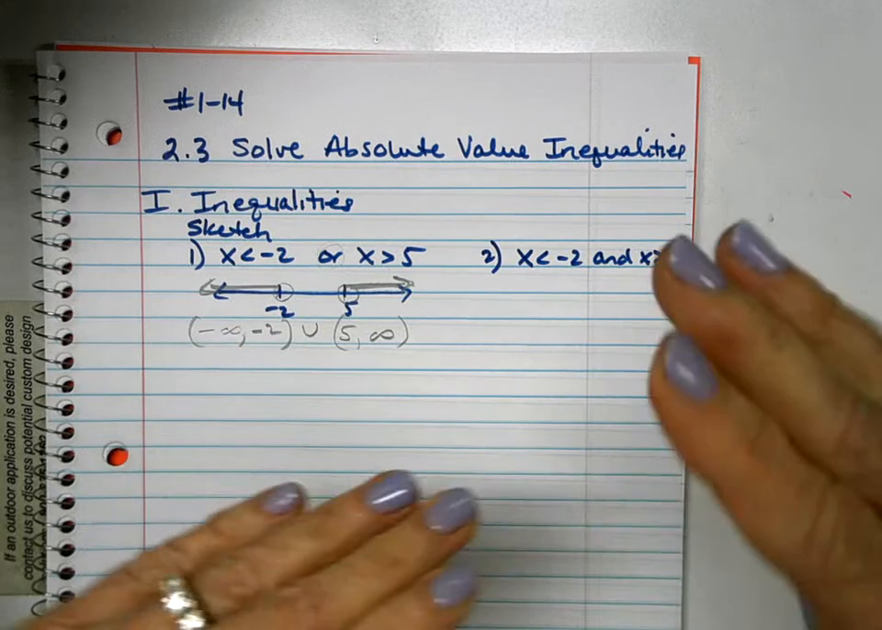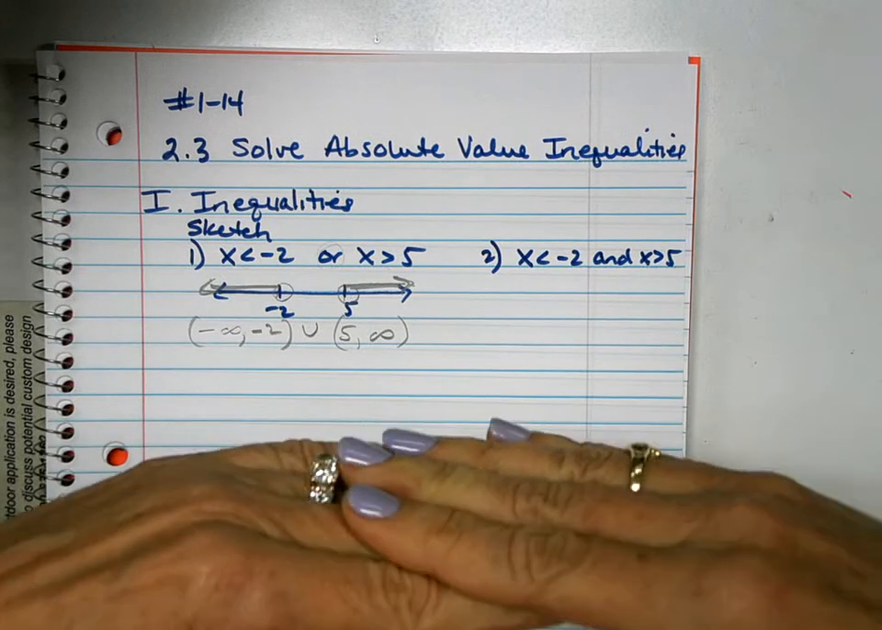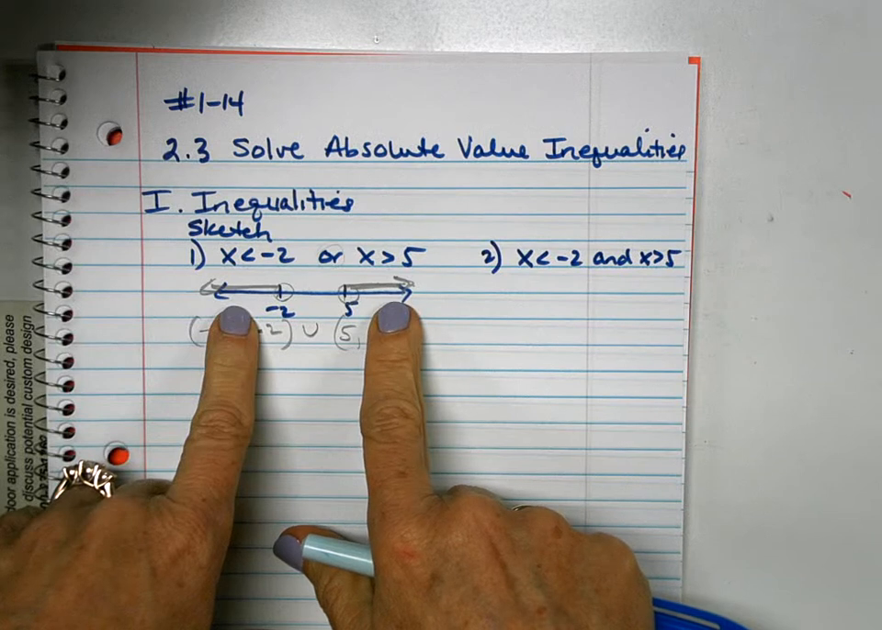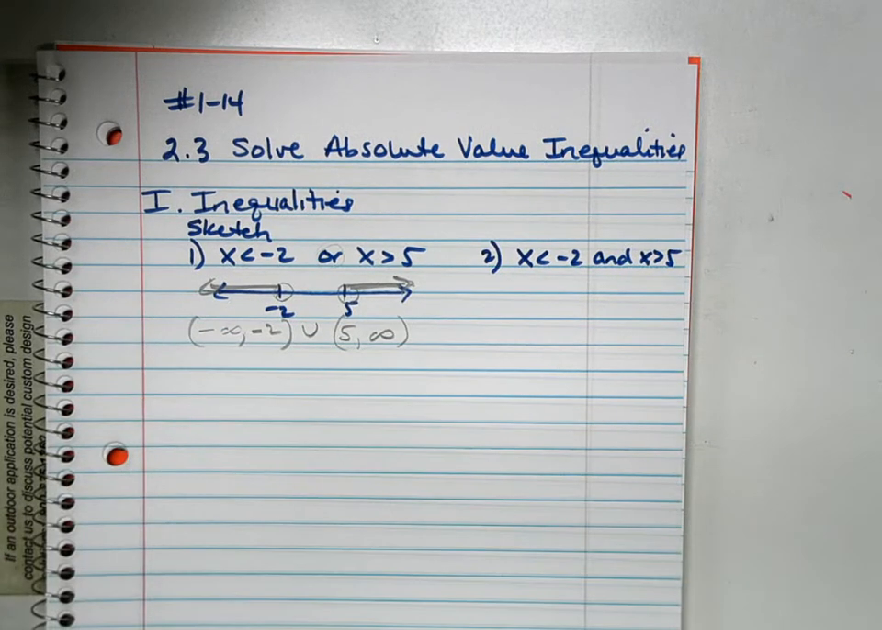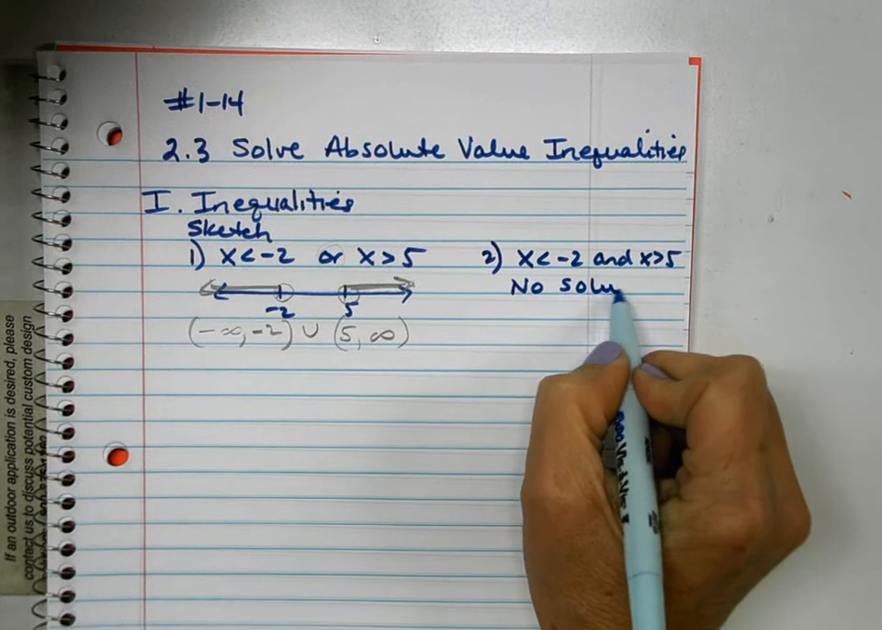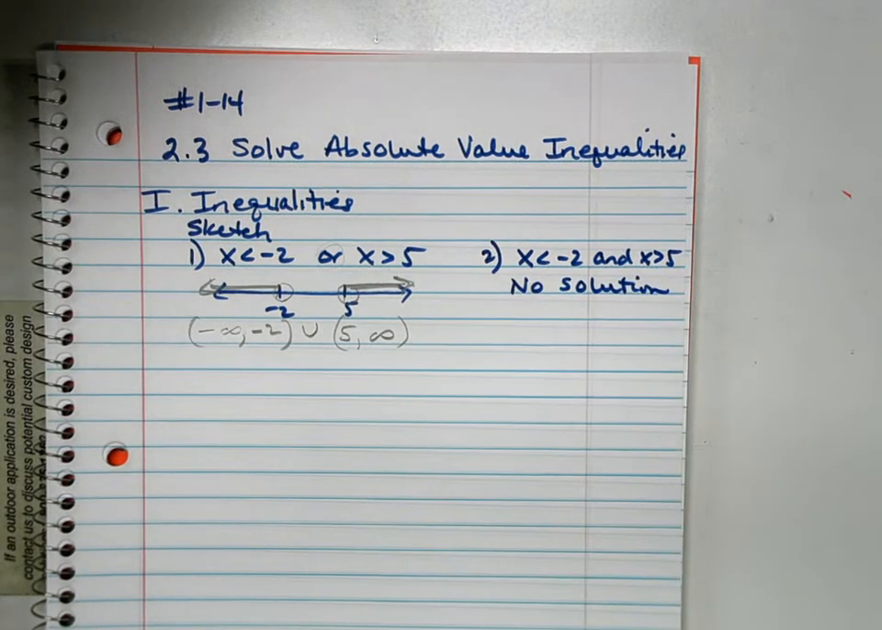The and, you guys, is the overlap. What's the part where these graphs overlap? Where do these graphs overlap? They don't. So this would be no solution. Changing that word to and makes all the difference in the world. There'd be no solution because of the word and.